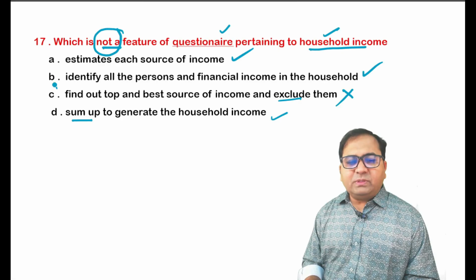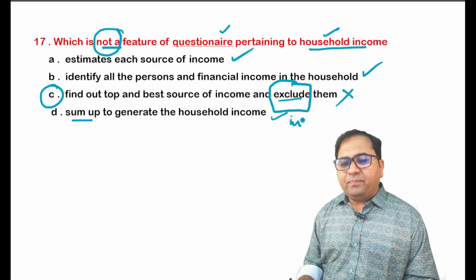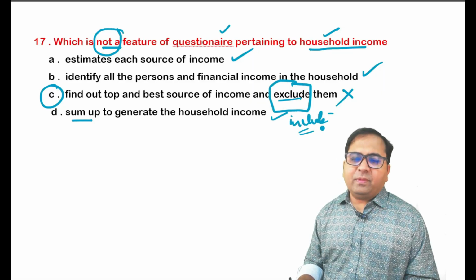Now in the C option, find out the top and best source of income, it should be include them, not exclude them. Okay, the sentence should be that it should be include them. So this is the answer for this question.